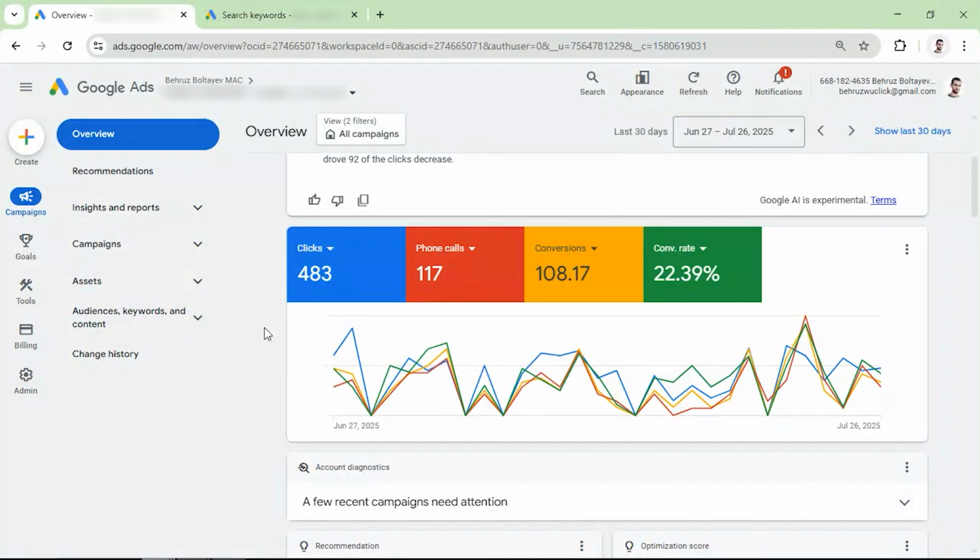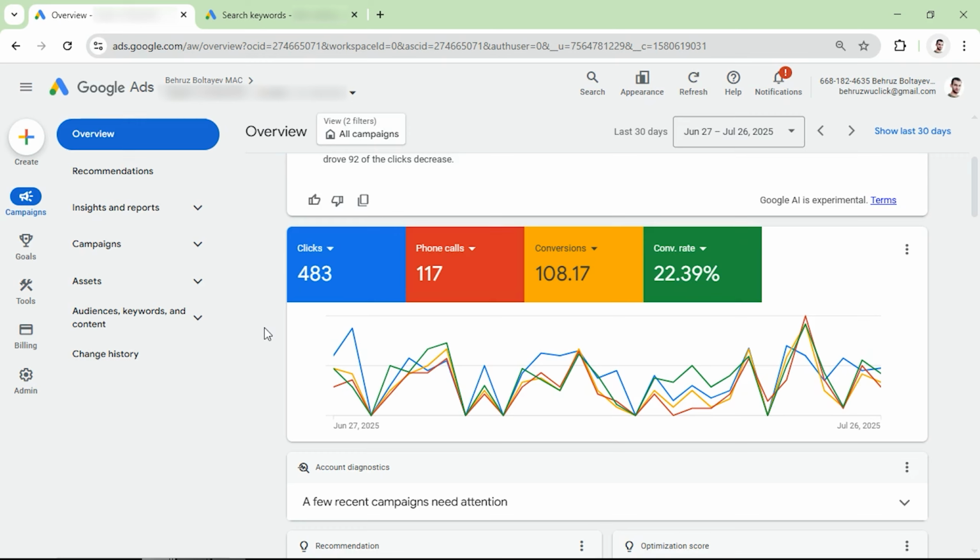So let's get started. Guys, we're in our Google Ads dashboard, and if you're experiencing a high cost per click, and that high cost per click is overall leading to a high cost per phone call or high cost per lead, in this video we're going to see some ways we can reduce the cost per click and still attract high quality clicks and turn those clicks into high quality phone calls.